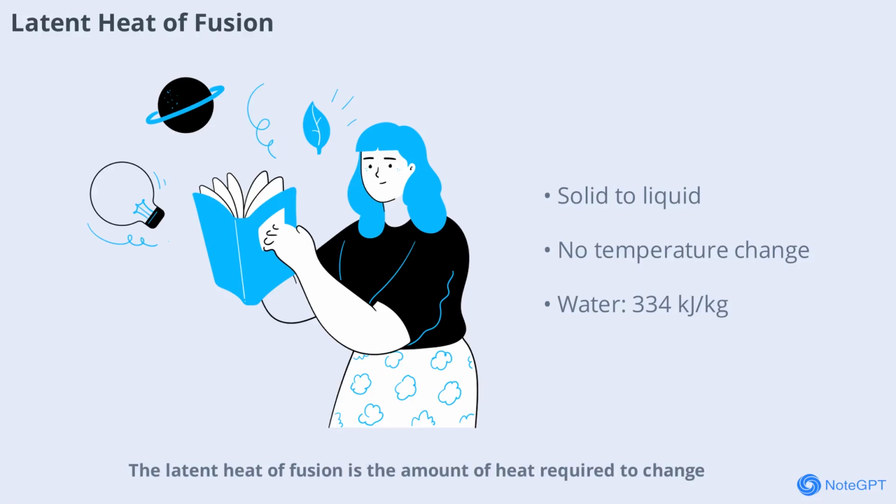Latent heat of fusion is the amount of heat required to change a unit mass of a solid into a liquid at its melting point, without changing its temperature. For water, this value is 334 kJ/kg. This property is essential in understanding processes like melting ice and designing systems for temperature control.